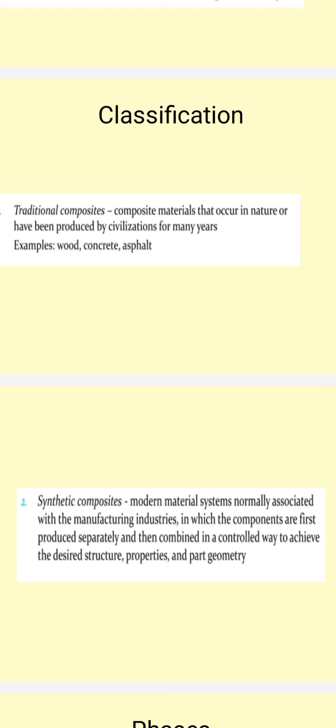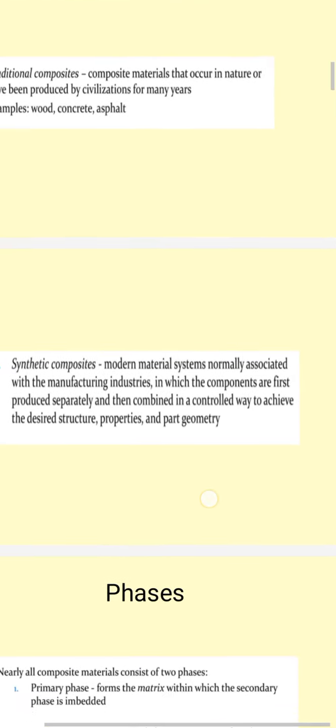Modern material systems normally associated with the manufacturing industries, as we can see here, in which the components are first produced separately and then combined in a controlled way to achieve the desired structure, properties, and part geometry.